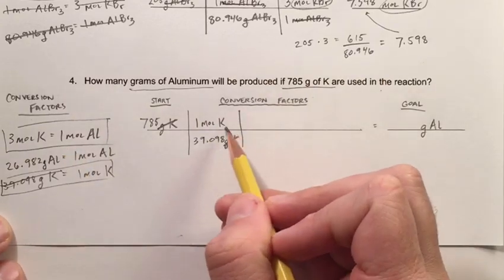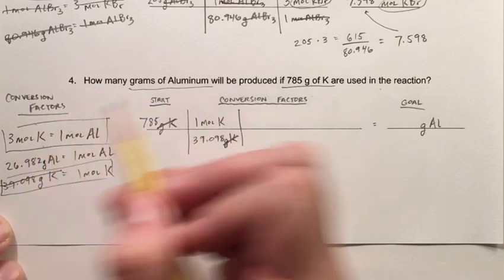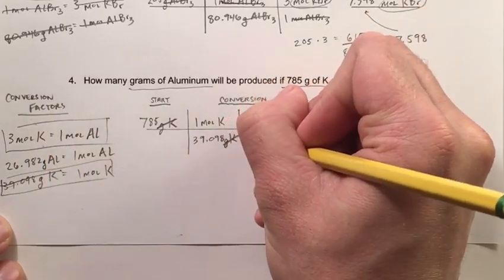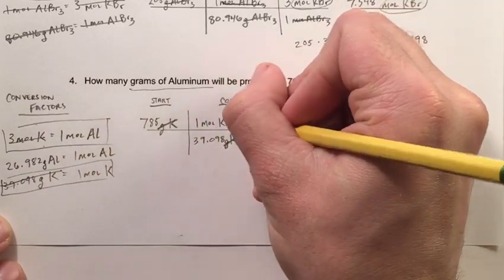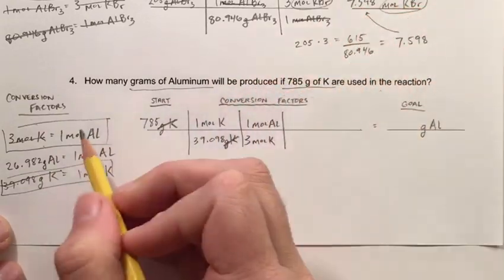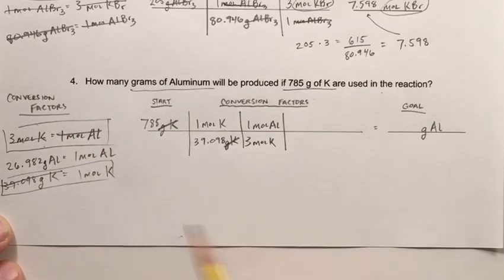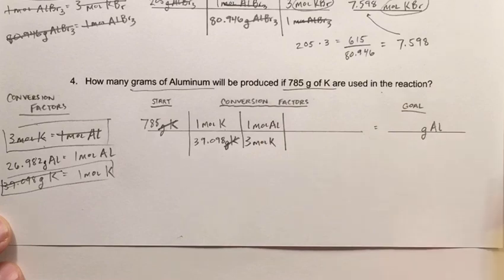All right, first I want moles of potassium to be on the bottom. That's this right here. 3 moles of K in the bottom, and the other side goes up top. 1 mole of aluminum. Done with my molar ratio. I have the right formula now. I just need to switch moles back to grams.